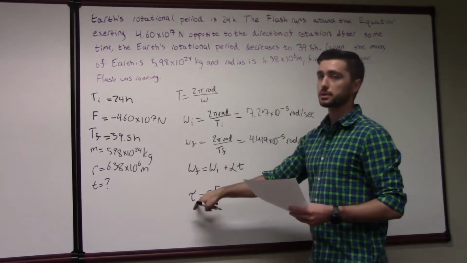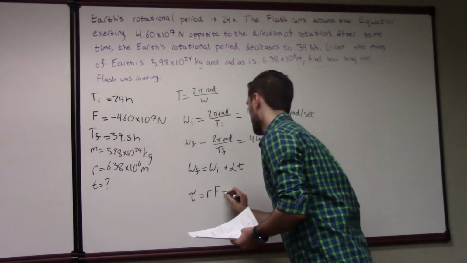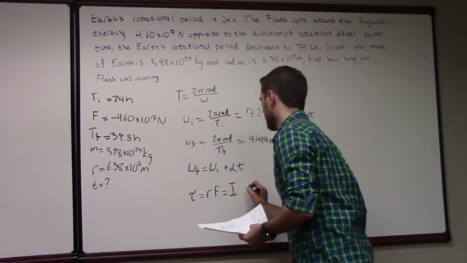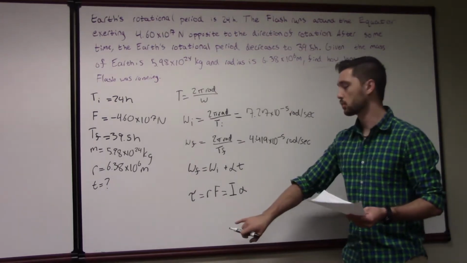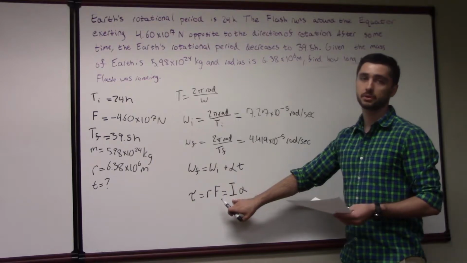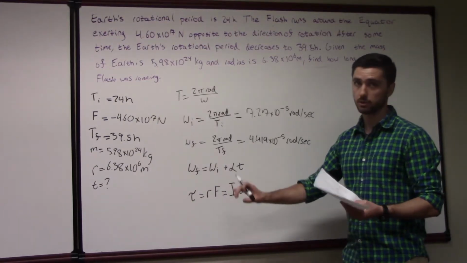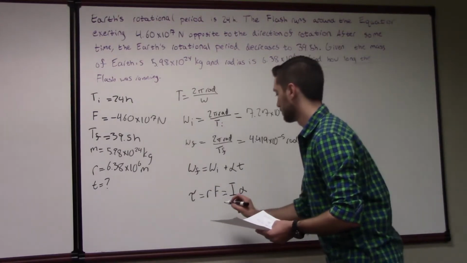But I also know that torque is equal to the moment of inertia times the angular acceleration. So I'll set this equal to I, which is the moment of inertia, times the angular acceleration. So now I have three known quantities. I know r, I know F. All I need to know is the mass and the radius, which I know both. So I can solve for the angular acceleration here. So I'm just going to plug in some known values.